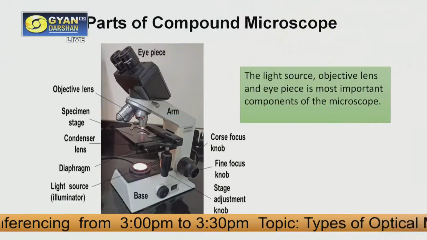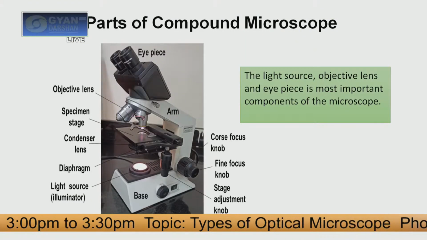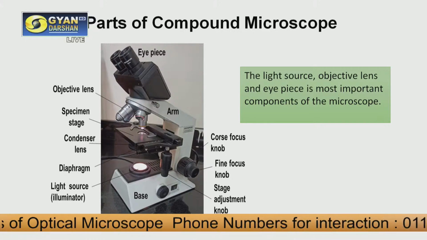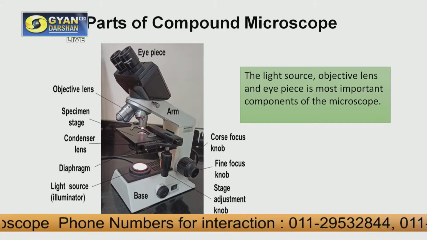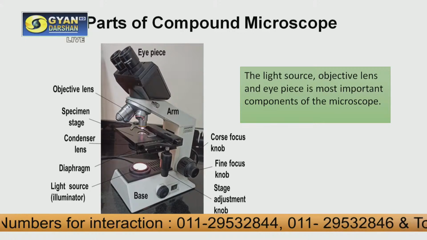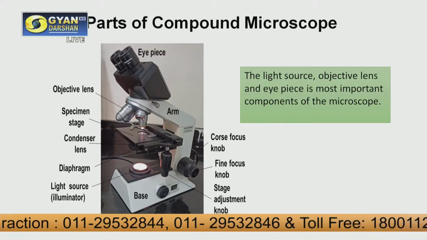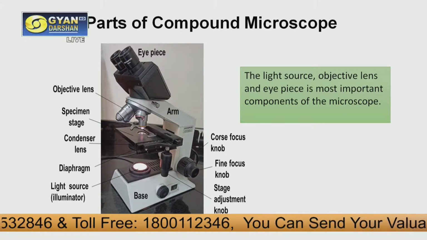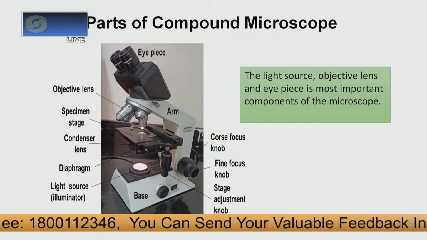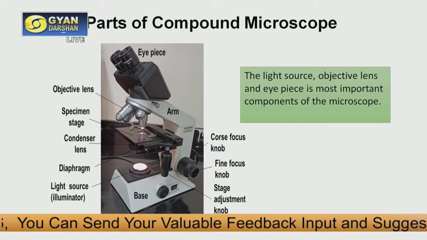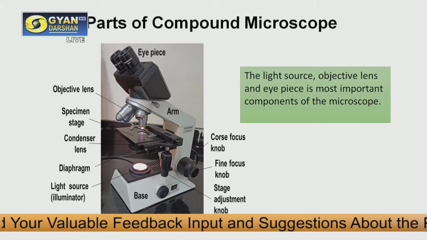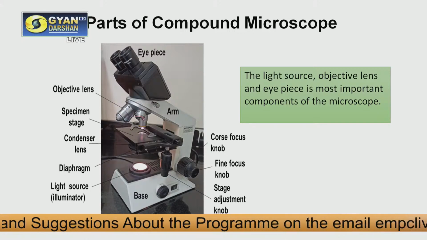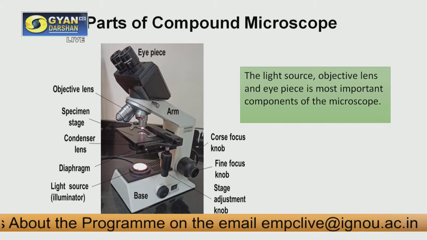In the previous session I discussed the principle of the microscope and the basic parts of the microscope. Here I will give an overview of the parts of the compound microscope. Basically, a compound microscope consists of optical lenses. If you look at this figure of the compound microscope, it contains the optical lenses, the condenser lens and the eyepiece. The most important parts of this compound microscope are the light source, the objective lens and the eyepiece.